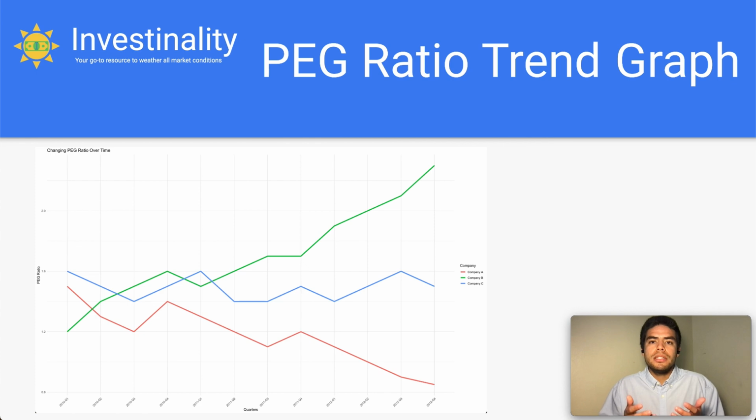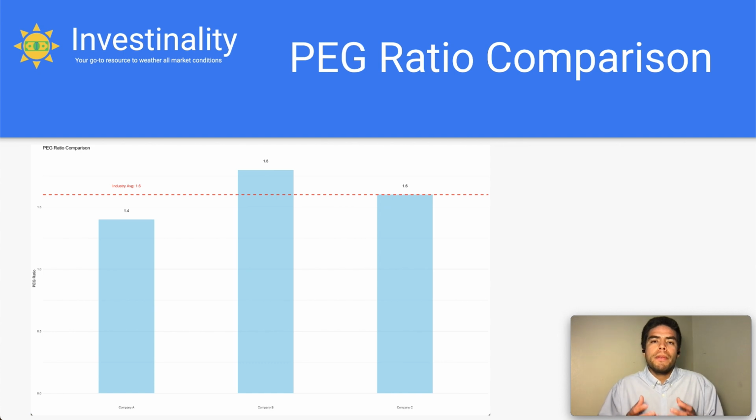Now let's look at the concept of comparing apples to apples rather than apples to oranges. What do I mean by this? Well, imagine that we have three companies in the same sector. Company A has a PEG ratio of 1.4, whereas Company B has a PEG ratio of 1.8, and Company C has a PEG ratio of 1.6.